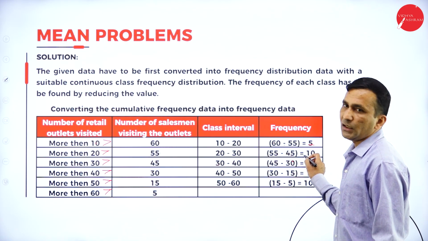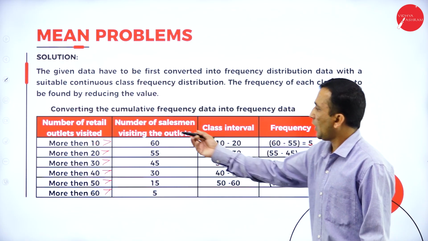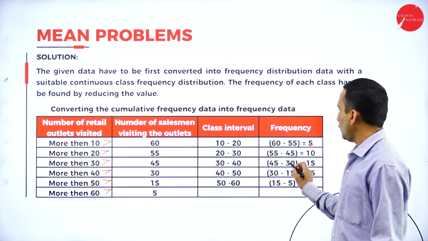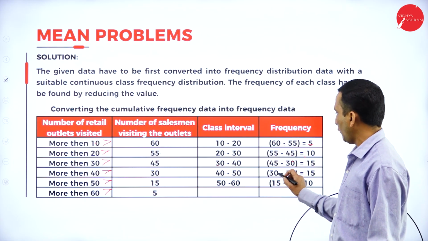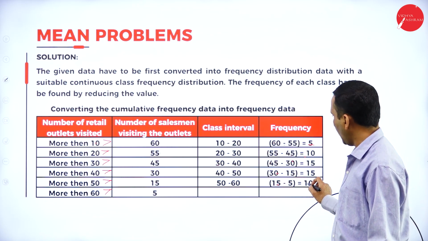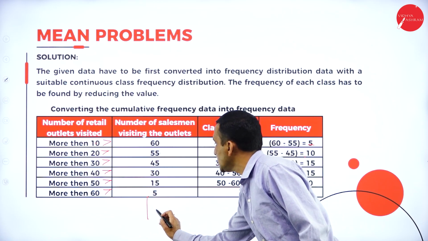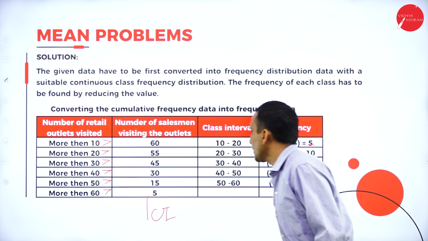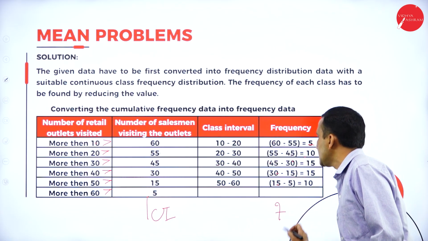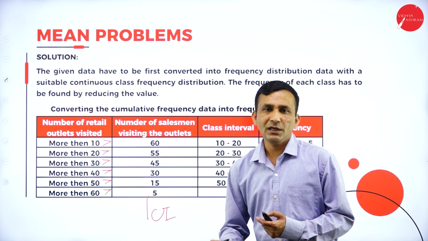If you subtract, I am getting frequency 10. The same procedure we follow for all the classes. So 45 minus 30 is 15, 30 minus 15 is 15, 15 minus 5 is 10. Once we converted, now finally we are considering this as your class interval, and this is your frequency. With the help of class interval and frequency, we are trying to solve the problem.